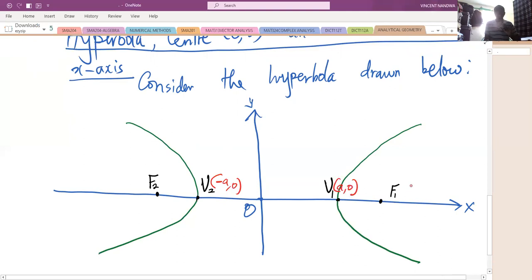The distance from the center to the foci is c units. So this will be c comma 0. This will be negative c comma 0. So this is what we have.